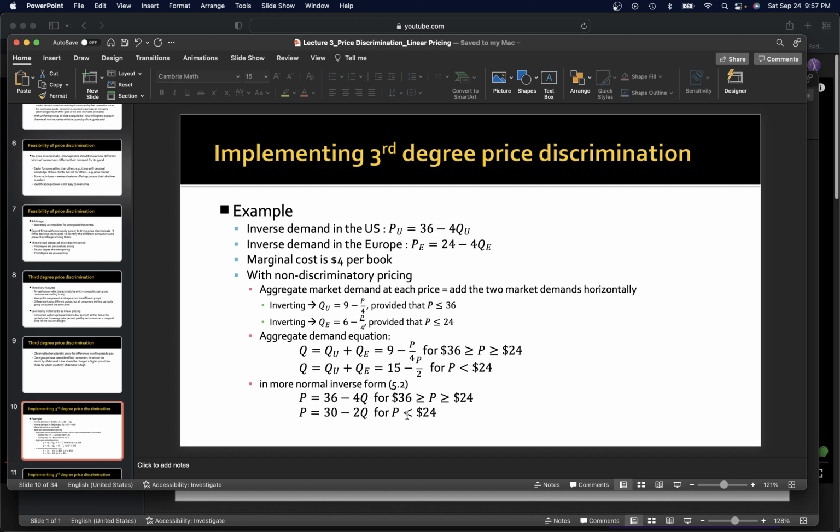So you can think about this in terms of quantity, where the discontinuity, if you will, or the change in the slope, is happening on the x-axis at Q equal to 3. Specifically, if Q is less than 3, then price is sufficiently high that only the US buys. If Q is greater than 3, then both will buy.